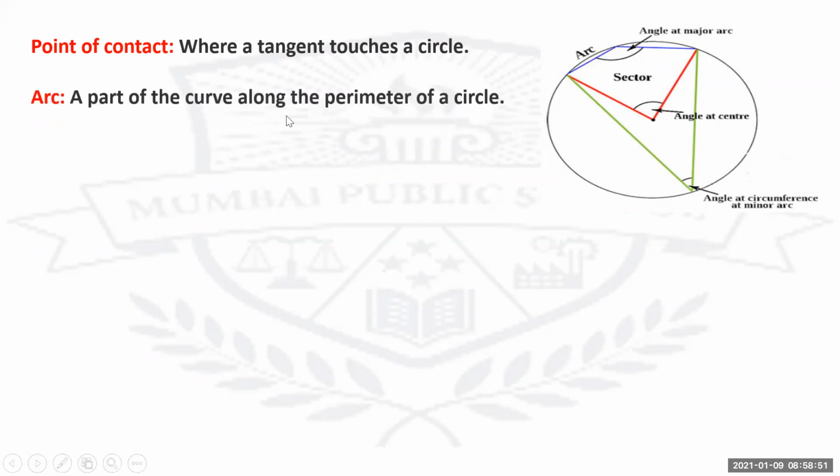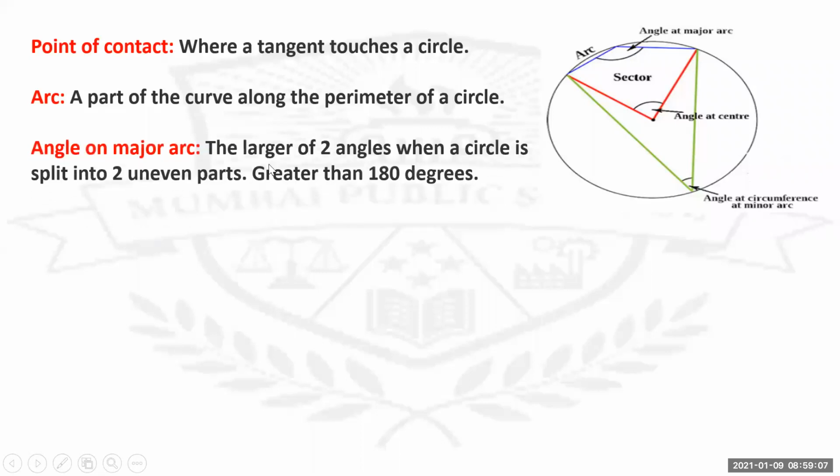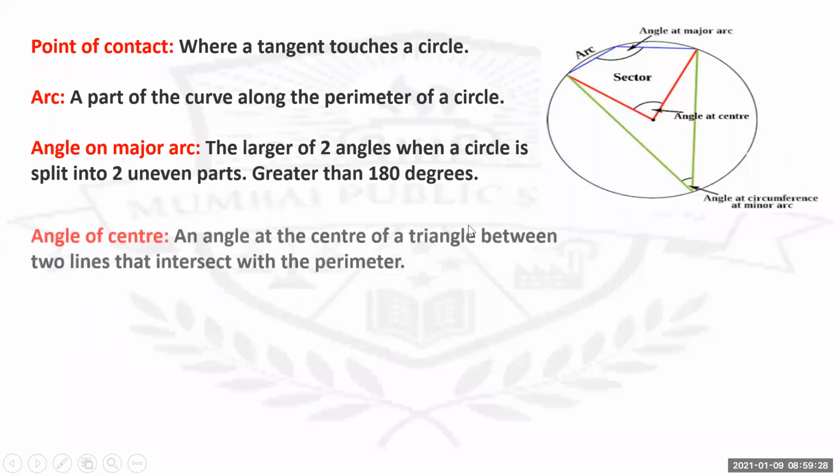A part of the curve along the perimeter of a circle is called the arc. So you take a small part on the perimeter, that part is the arc of the circle. Angle on the major arc: the larger of two angles when a circle is split into two uneven parts, and this angle is going to be greater than 180 degrees. Understand this. Check, this is the major arc which is formed. So this is the angle at the major arc. It's always going to be greater than 180 degrees.